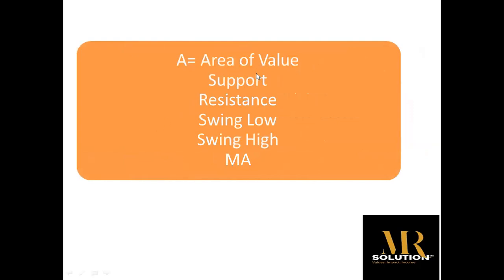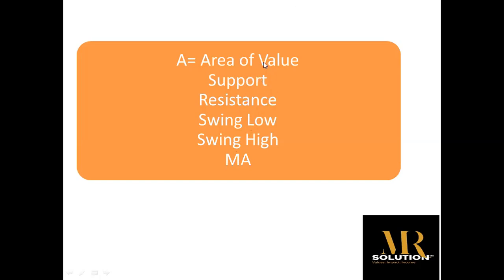The area of value tells you what you should be doing. For instance, we could have the support, the resistance, the swing low, the swing high, and then the moving average. Area of value tells you where the price is at that very moment.